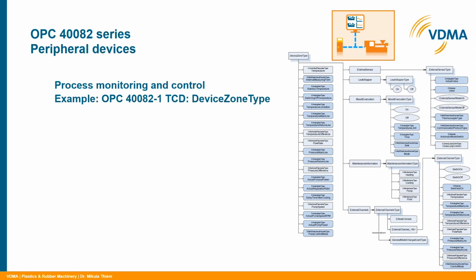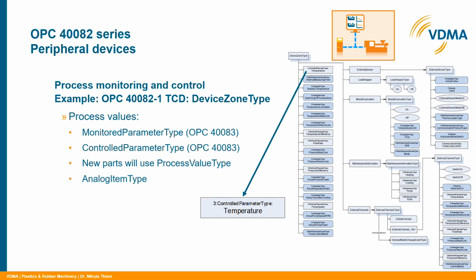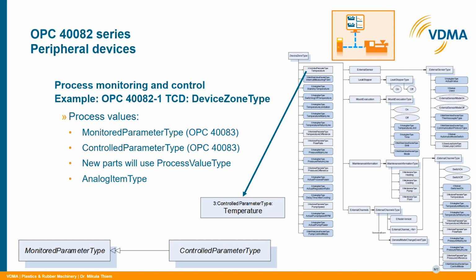And in this type, there are the important parameters needed for process monitoring and control. And for a temperature control device, of course, the temperature is very important. And this temperature is, as you can see here, from the control parameter type. That is a subtype of the monitor parameter type, which are both defined in the 40,083 general types for plastics and rubber. And these types provide the actual value, set values, low limits, high limits, and alarms to monitor these limits.